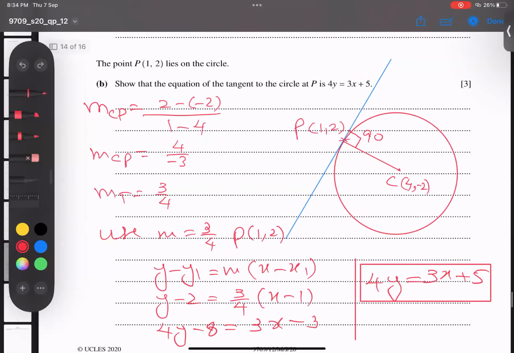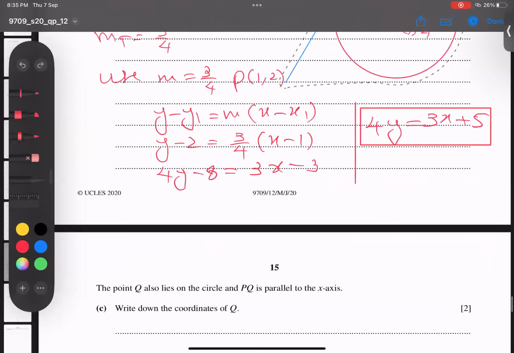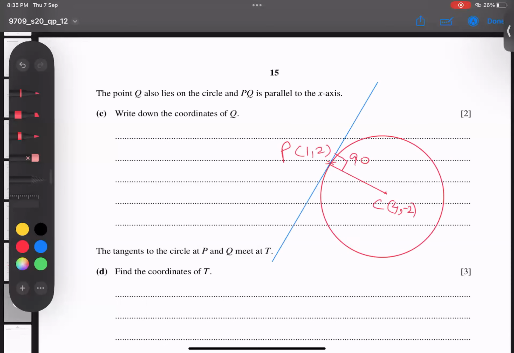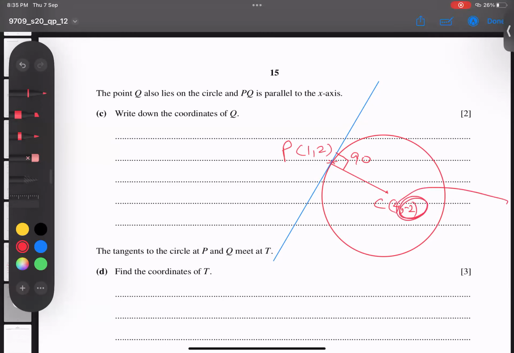Now he's asking this one: Q lies on the circle and PQ is parallel to the x-axis. Look at the same diagram, students, I am going to copy from here and paste here. This diagram is not compulsory, but it makes the question easy to understand. The negative 2 means it is below the x-axis, so I make a black line, which is the x-axis.